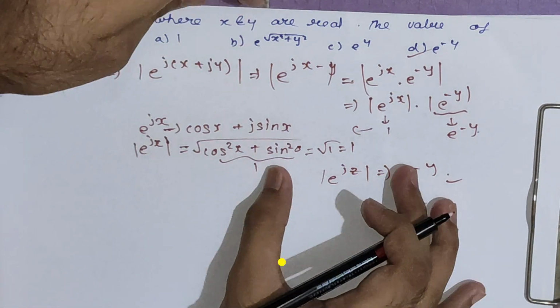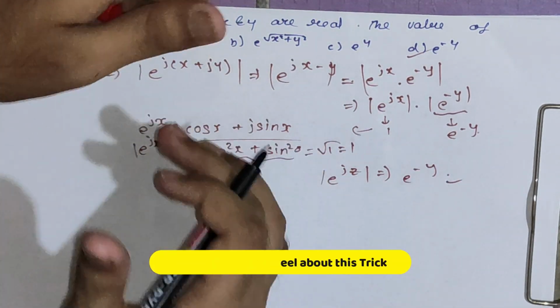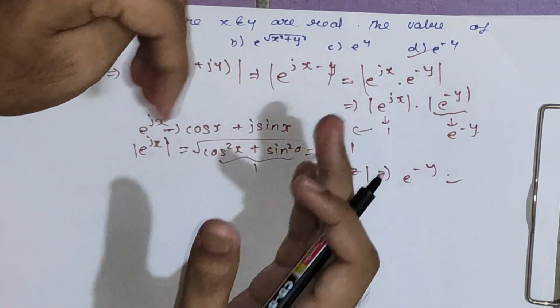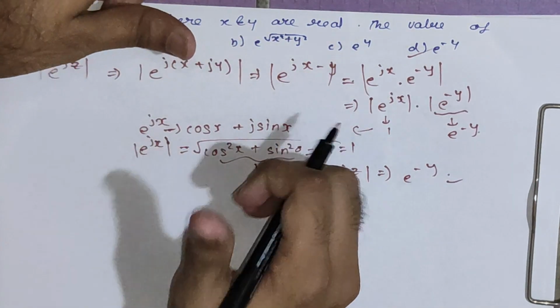So you can see here, if you know the tricks, you can solve this type of sum very easily in just 5 to 10 seconds. But with the traditional way, you have to spend at least 1 minute or more than 1 minute. Okay, so that's it for today.